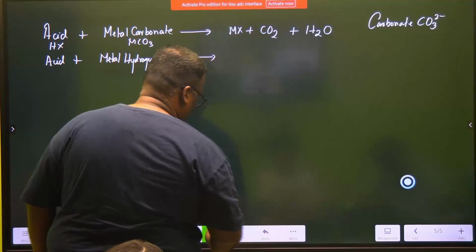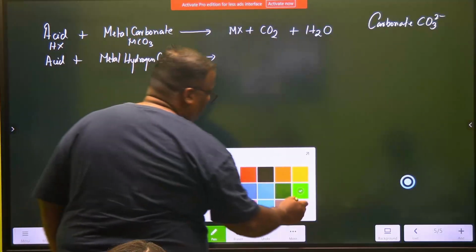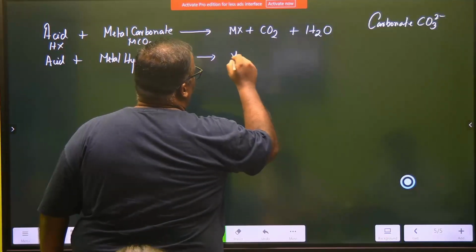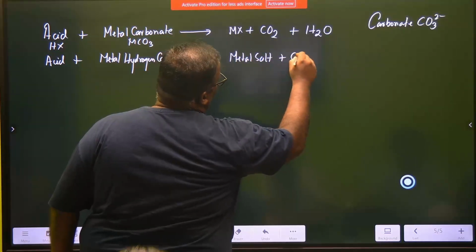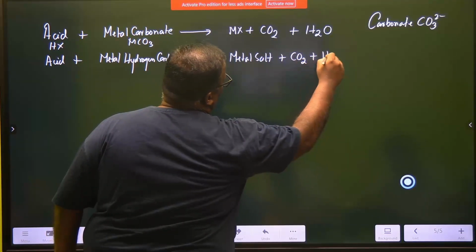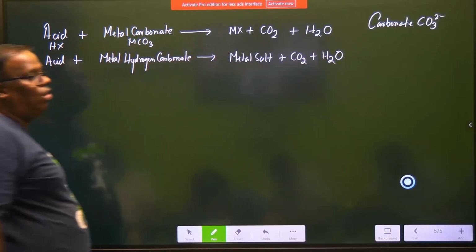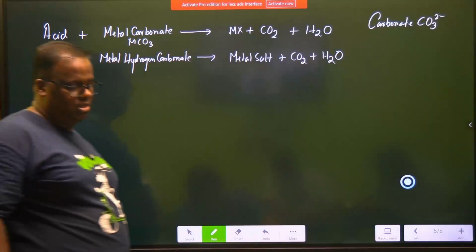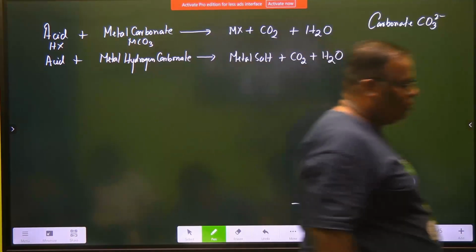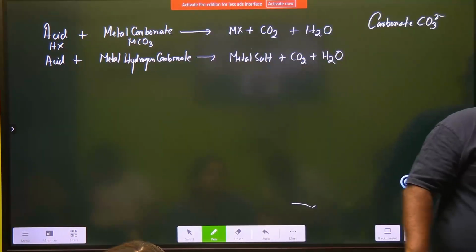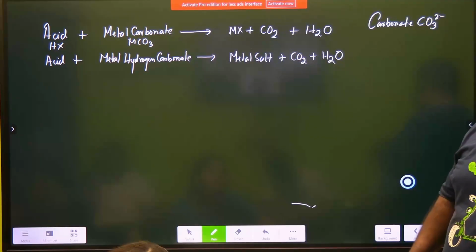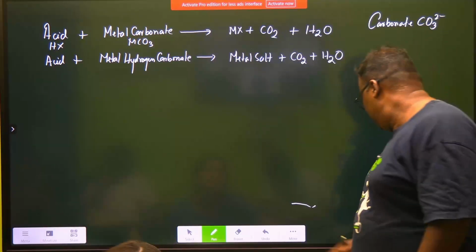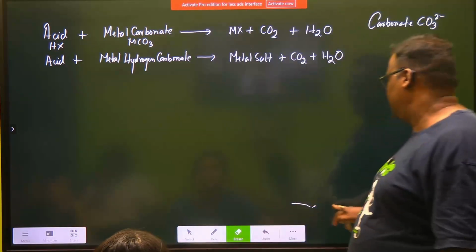Okay. So in the other reaction also, we will get a metal salt, we will get carbon dioxide, and we will get water. What all questions can come from this? The first and the most important question is the test of carbon dioxide. So let's see one example and then we will see the test of carbon dioxide once again.